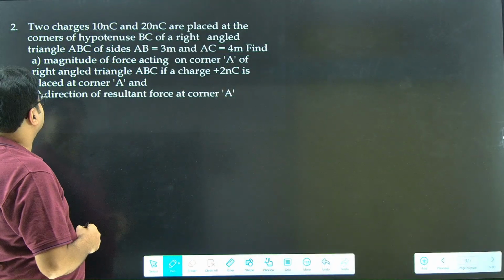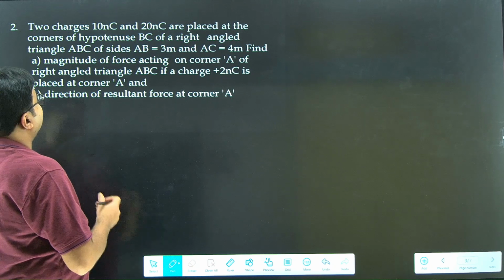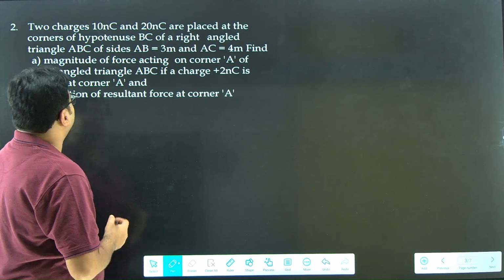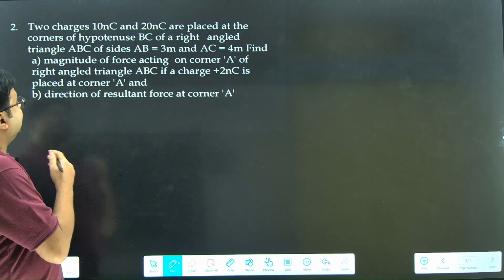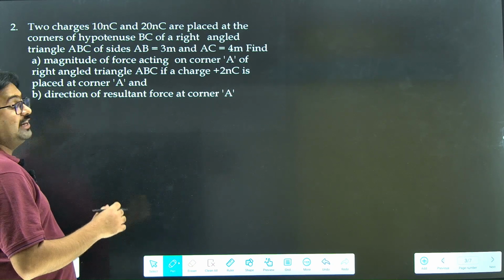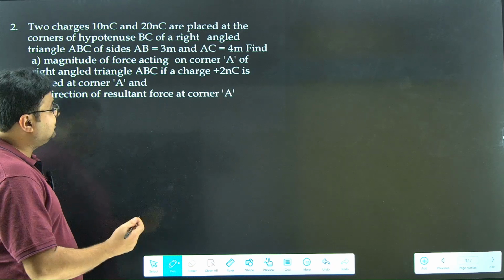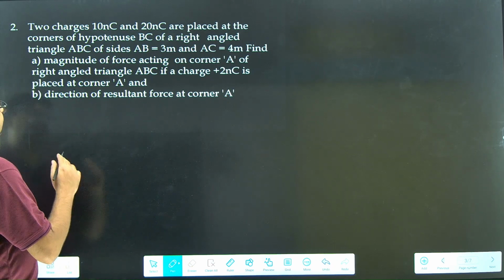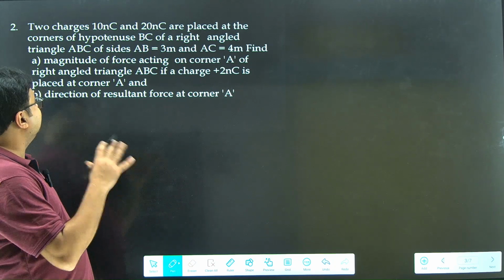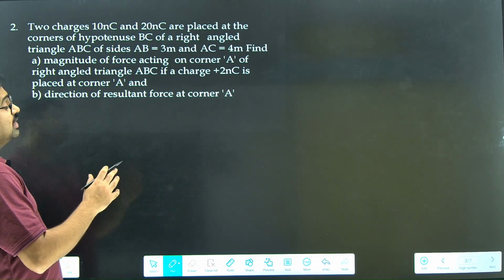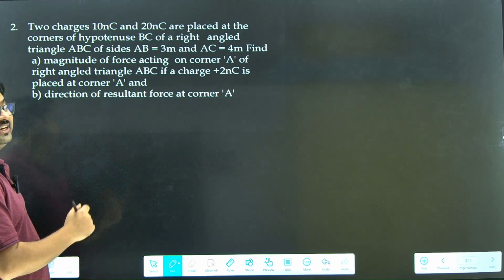Let us look at the second question. Two charges, 10 nanocoulomb and 20 nanocoulomb, are placed at the corners of hypotenuse BC of a right angle triangle ABC of side AB equal to 3 meter, AC equal to 4 meter. Find the magnitude of force acting on corner A of the right angle triangle ABC if a charge of 2 nanocoulomb is placed at corner A.